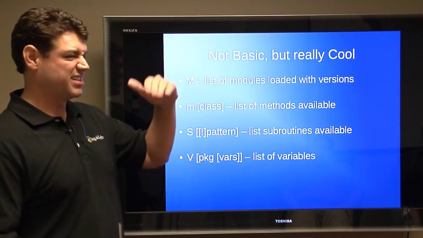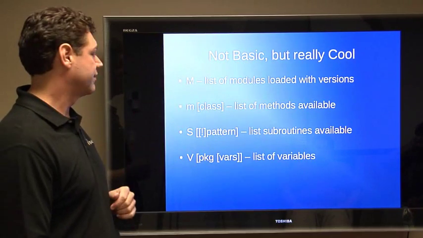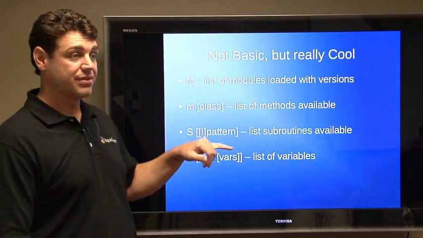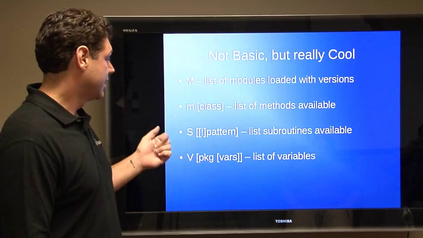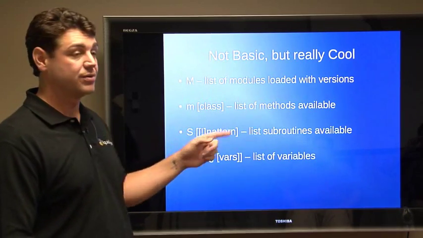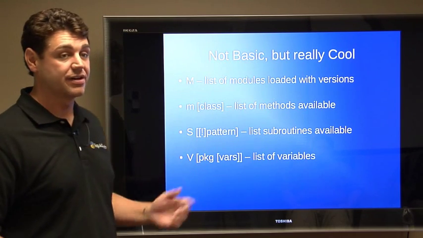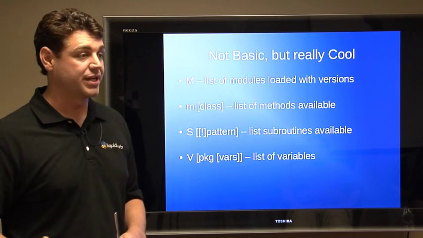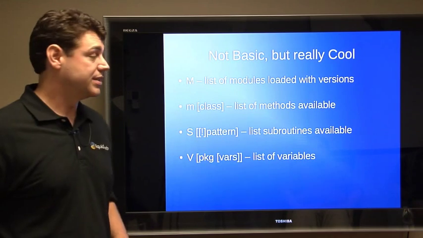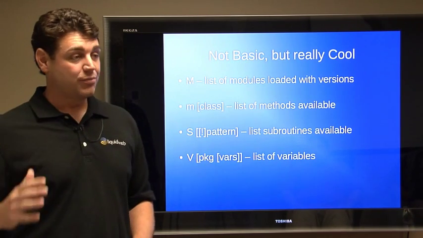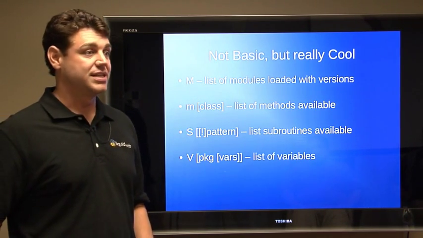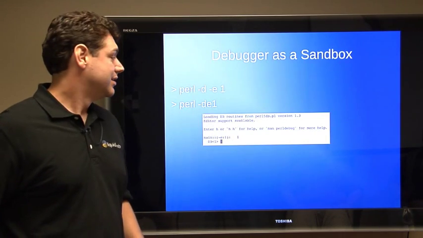So if you just hit M, it spits out a huge list of everything. Lowercase m is the methods that are available to you right now. Capital S, and of course a pattern, gives you all the subroutines that you can call right at this minute. And V is any variables that are instantiated and available to you. So lots and lots of output, but a great way to be able to see exactly what's actually happening.